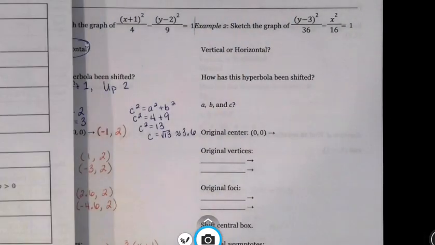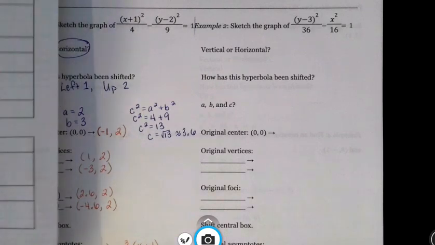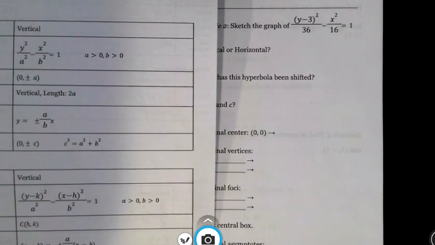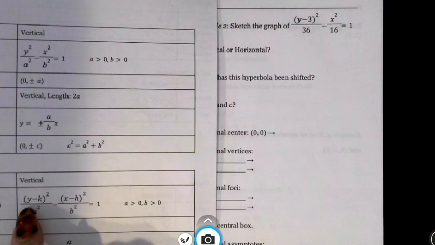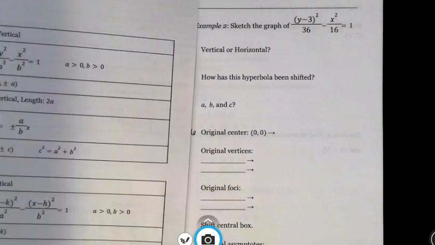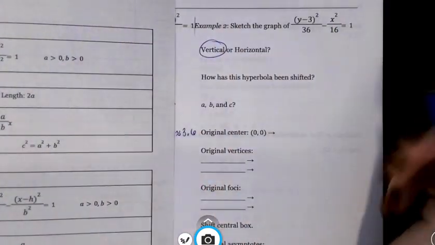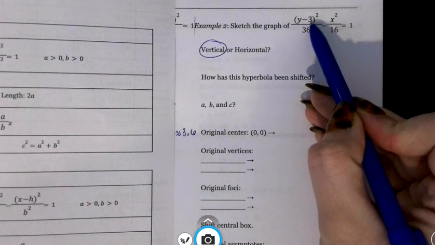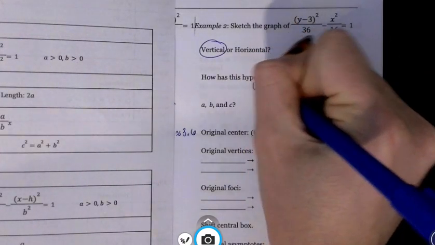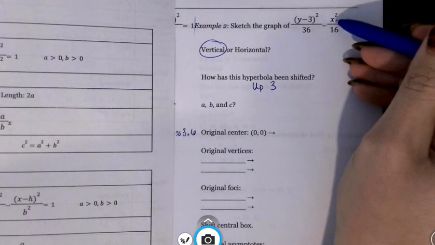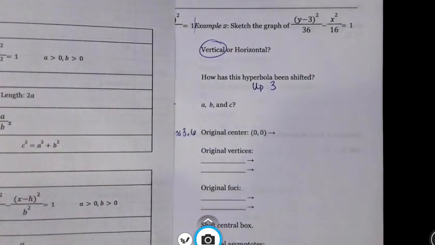So for the one on the right here, for example 2, I'm going to scoot my formula sheet on because since my y value is listed first, I know that for vertical hyperbolas, the y value is also listed first. So I know this one is vertical, and that's going to help me figure out my characteristics. So I'm going to circle vertical. It has been shifted. Well, the 3 is by the y, so that's going up or down. So it's going up 3. And then nothing is being added on to my x, so it's not going left to right at all.